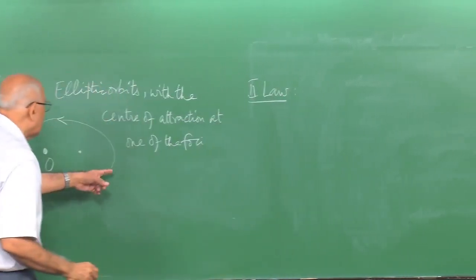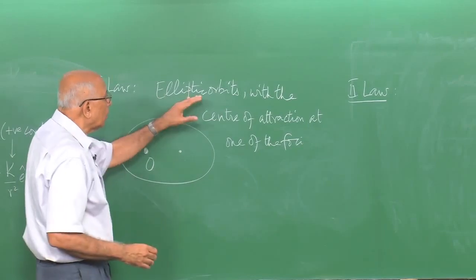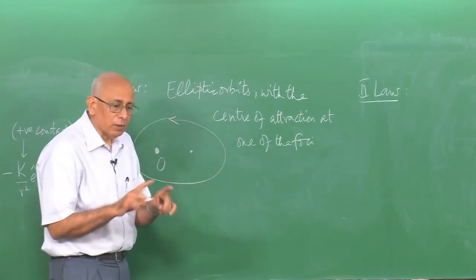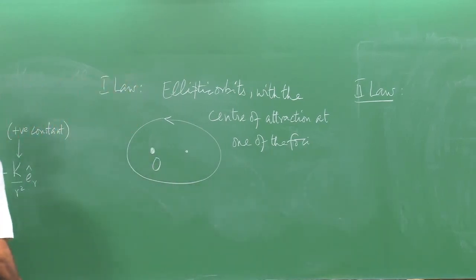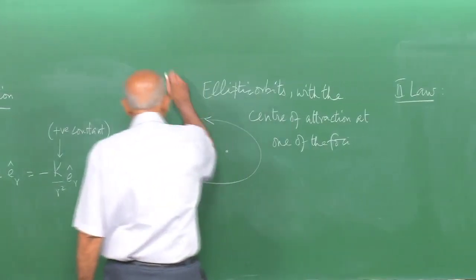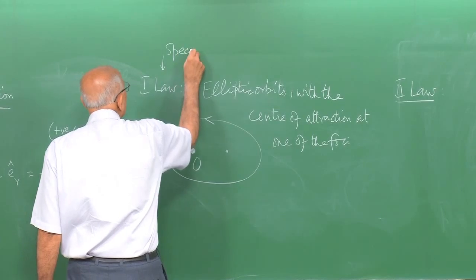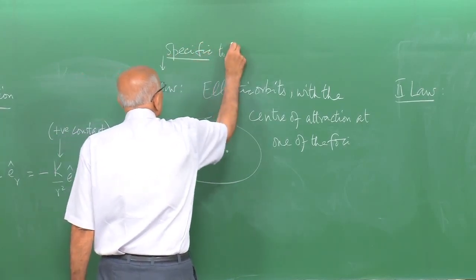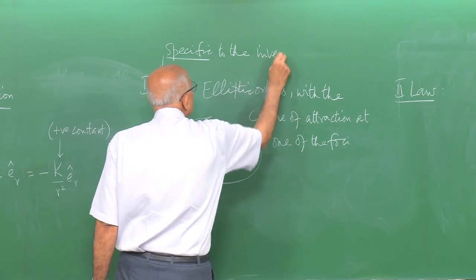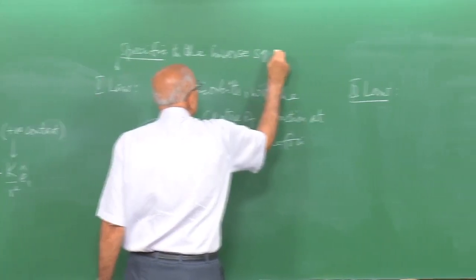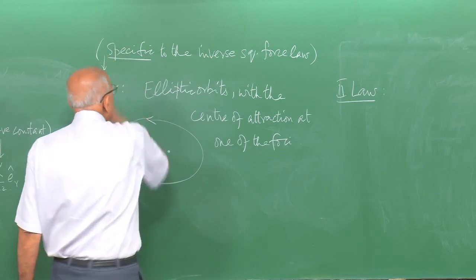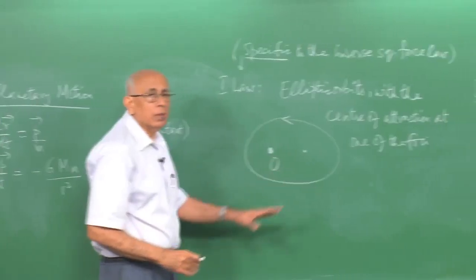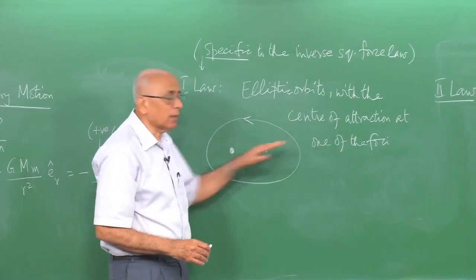But before that, let me point out that this particular statement, elliptic orbits with the center of attraction at one of the foci for the bound orbits, is specific to the 1 over r potential, or the inverse square law force. So let me write that down: this first law is specific to the inverse square force law. If it is not the inverse square force law, this is not true. You do not have elliptic orbits with the center of attraction at one of the foci.